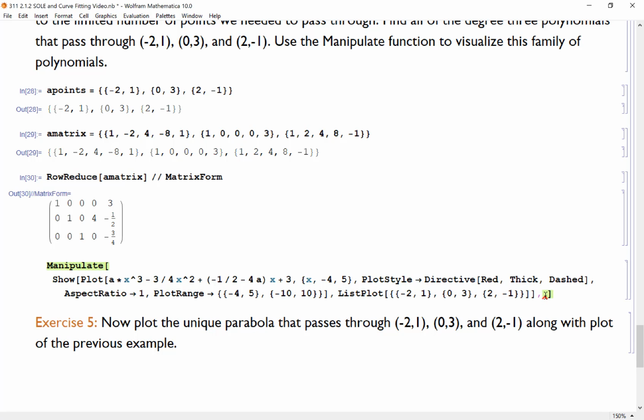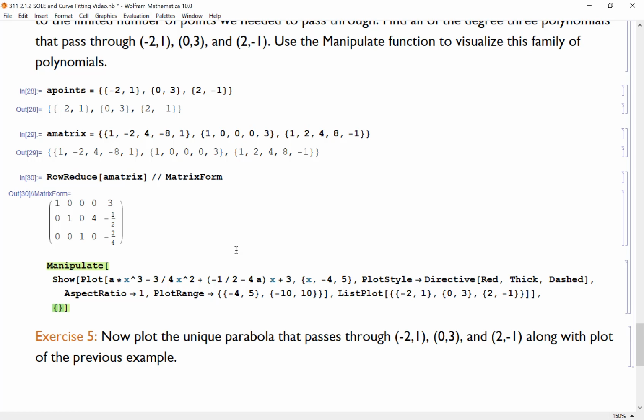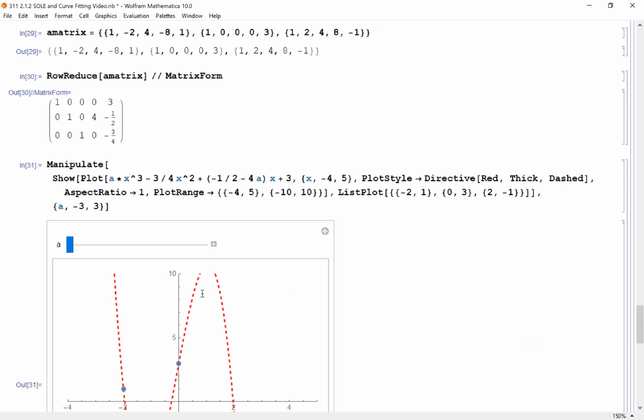And I'm going to vary, what am I varying here? I want to vary the value of a, my leading coefficient. And we can go from negative 3 to 3. And so I'm calculating these polynomials. Every single one of them will pass through my list of points here. And as I change the value of a, which I do with the manipulate function, we're going to be able to see how these cubic polynomials change but still pass through those 3 points. So let's take a look.